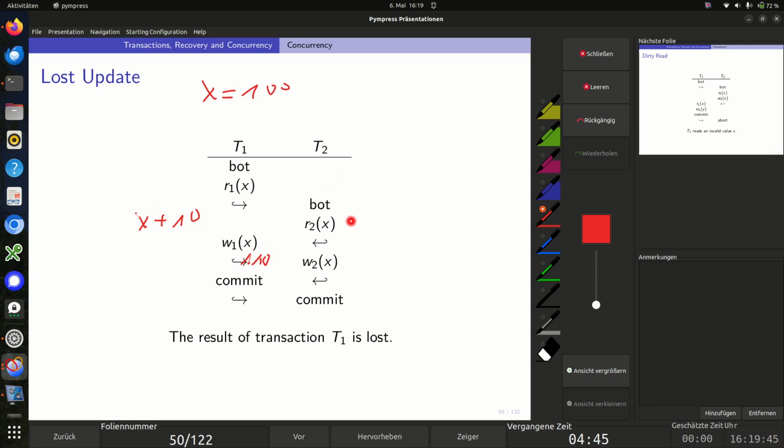The other transaction does the same, but here the transaction would subtract, for example, 15. So here we still read the old value of 100, we subtract 15, and we would overwrite the old one. This phenomenon is called lost update. This could happen if we do not synchronize our transactions. This would be the first problem we want to avoid with more than one transaction.